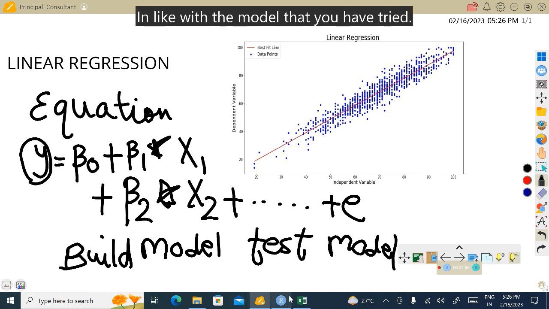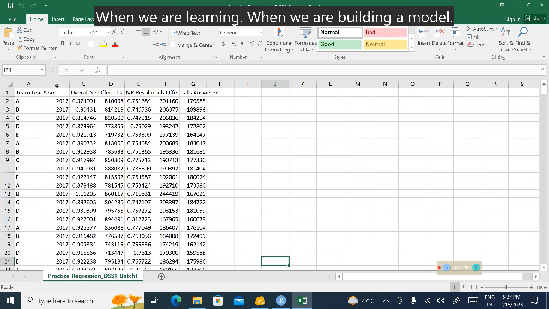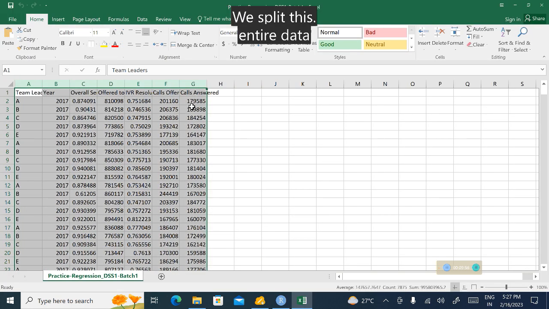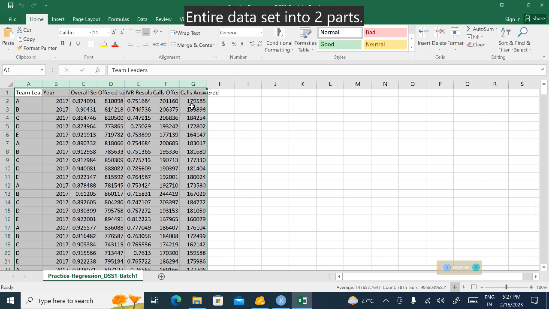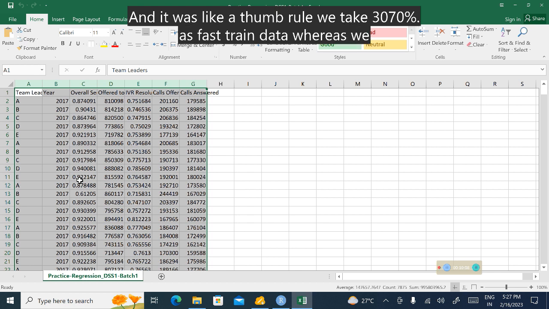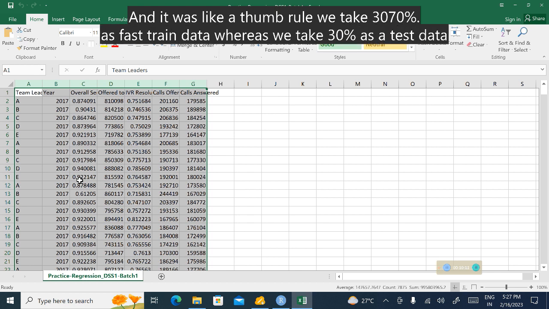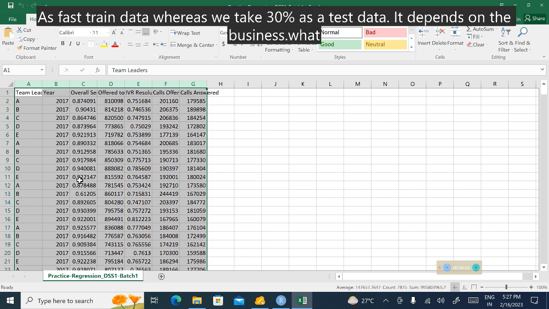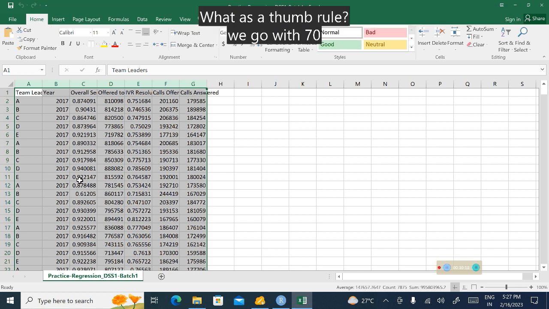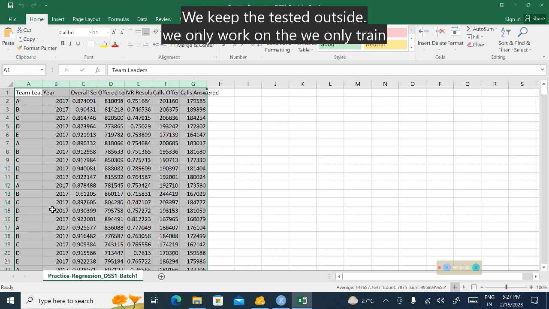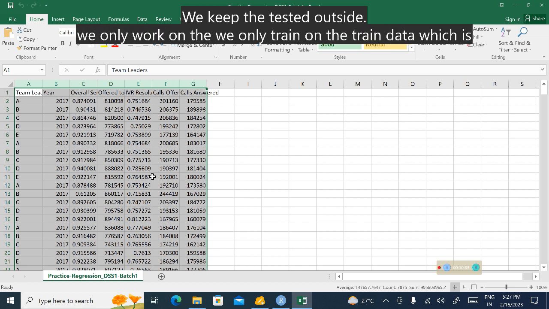When we are learning, when we are building a model, we split this entire data set into two parts. And universally, as a thumb rule, we take 70% as train data, whereas we take 30% as test data. It depends on the business, but as a thumb rule, we go with 70 to 30 ratio. Once we split the data, we keep the test data aside. We only train on the train data, which is 70% of this data set.